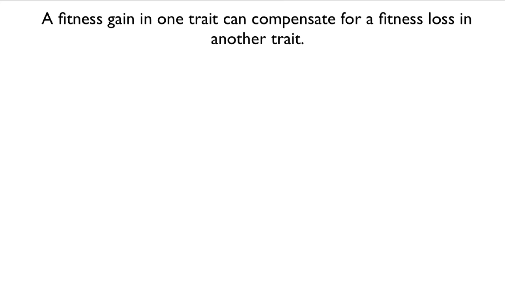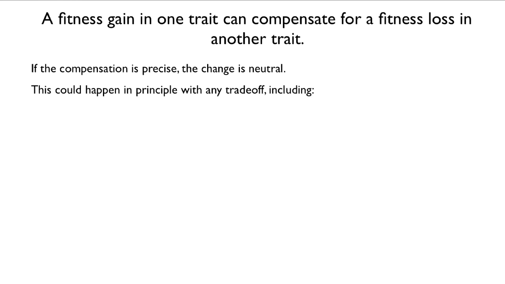And then, also now at the phenotypic level, a fitness gain in one trait can compensate for a fitness loss in another trait. And if that compensation is precise or close to it in a small population, the change is neutral. This can happen with any trade-off. Now, we're going to unpack that word trade-off and talk about it in detail, but let's just take a few examples where this sort of thing could be going on. More offspring, but less survival. So some people have a lot of children, but die young. Other people have fewer children per year, but live longer, and by the end of their longer life, they have the same number of children. Those are, from the point of view of evolution, neutral. They got the same reproductive success.